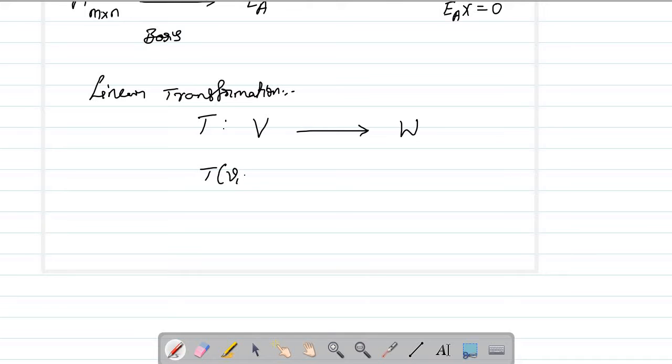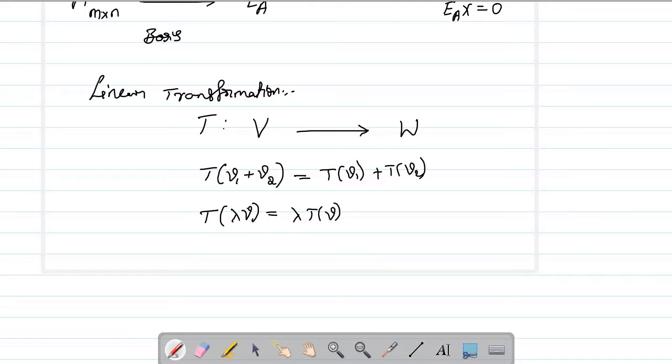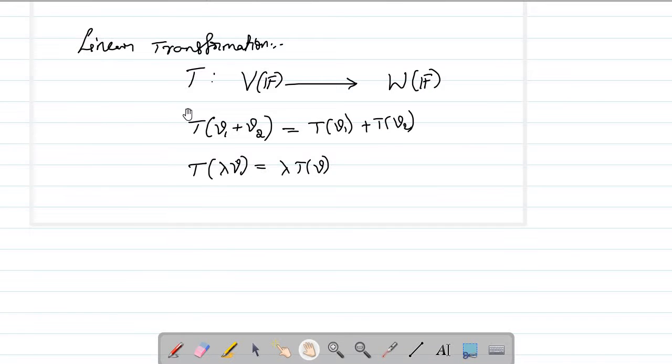The conditions are T of V1 plus V2 is the same as T of V1 plus T of V2, and T of lambda times V is the same as lambda times T of V. You can see that the field of the first vector space will be the same as the field of the second vector space. So you're taking a mapping which maps vectors in V to vectors in W, and which satisfies these two conditions. Then I can say that T is a linear transformation. A mapping which satisfies these two conditions is called a linear transformation.